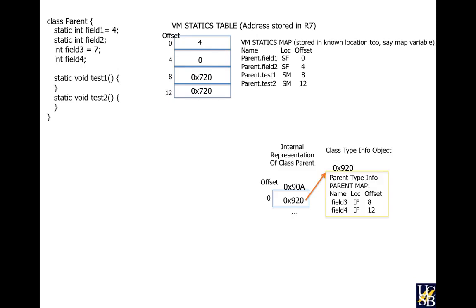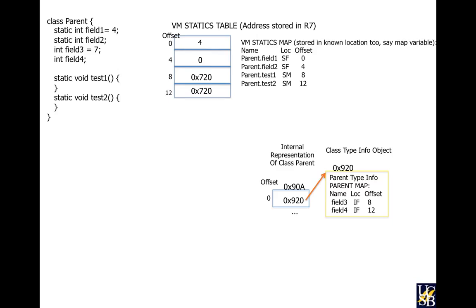The same thing goes for field 2. It's a static field. It's at index 4. So if we ever read or write field 2 in class Parent, we simply go to the address stored in register R7, add 4 to it, and get the value of field 2. We can read or write it.